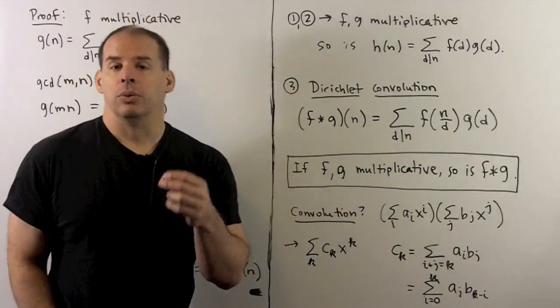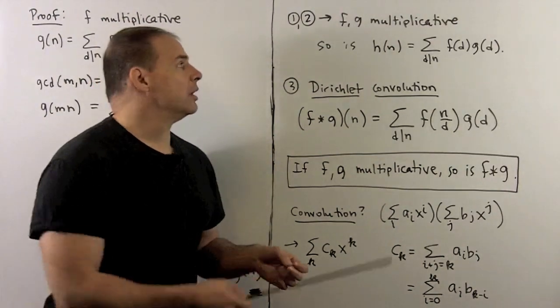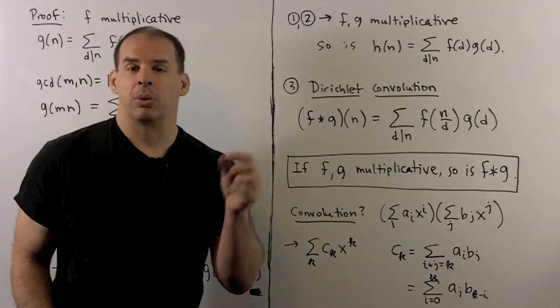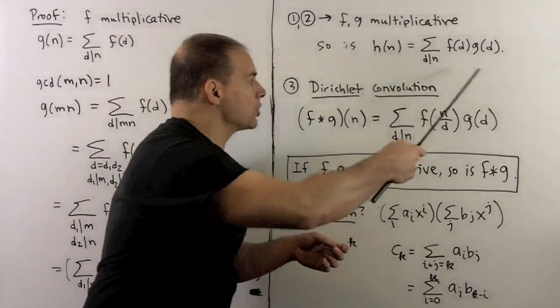Now, with 1 and 2, we have a third way to construct multiplicative functions. So if f and g are multiplicative, the product's multiplicative, then we can apply our operation to the product. So this is also multiplicative.